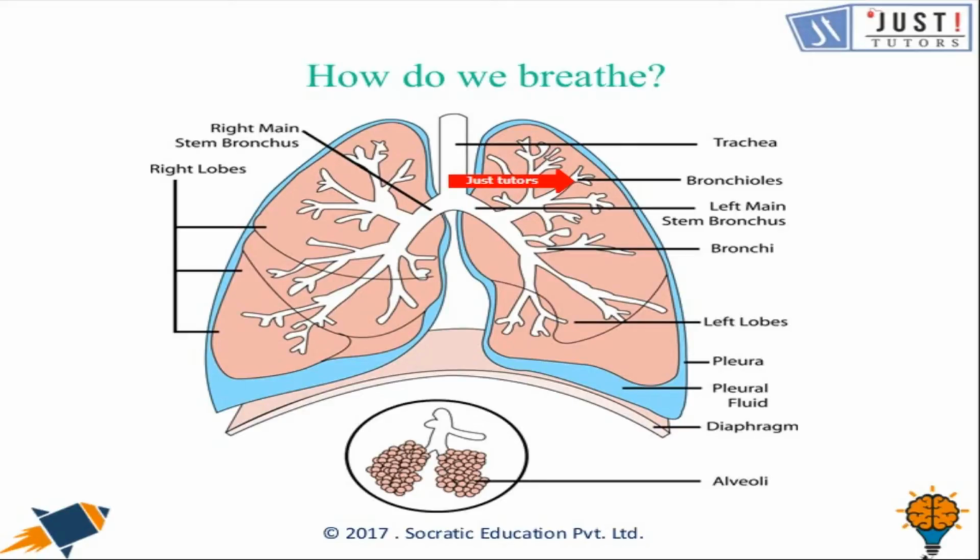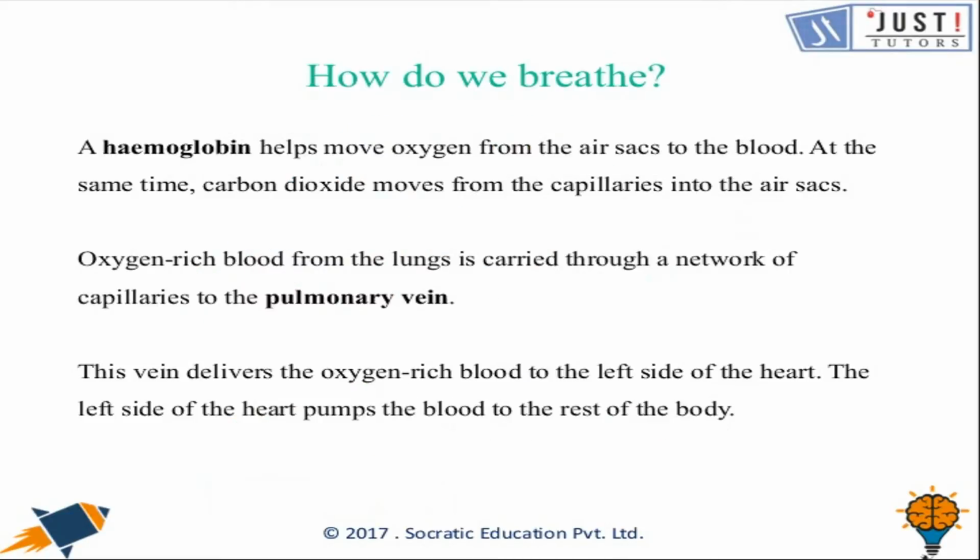The air finally reaches and enters the alveoli. Through the very thin walls of the alveoli, oxygen from the air passes to the surrounding capillaries. Here you can see the alveoli. We have got millions of alveoli inside our lungs. Now, hemoglobin helps to move oxygen from the air sacs to the blood. And at the same time, the carbon dioxide moves from the capillaries into the air sacs.